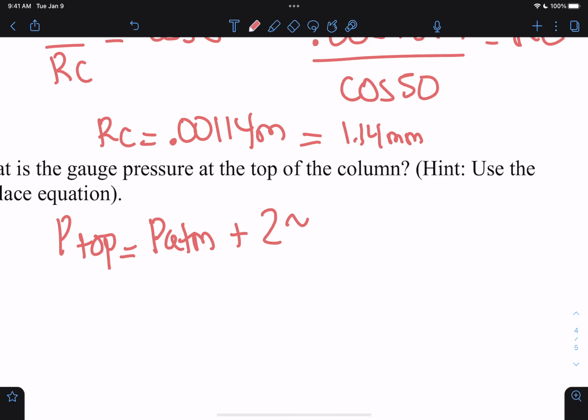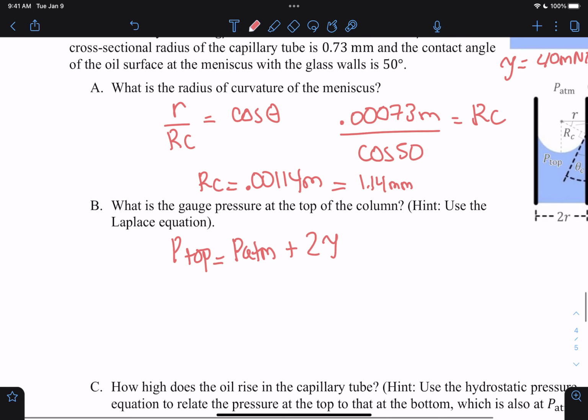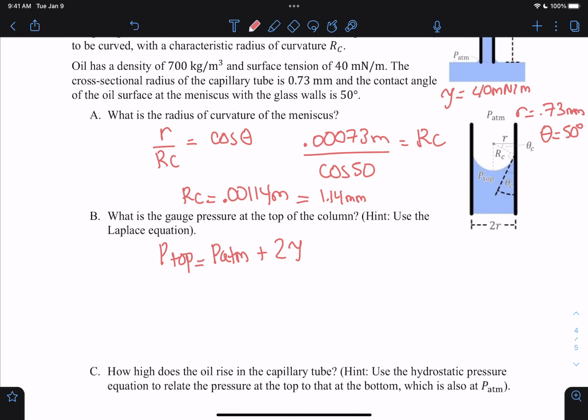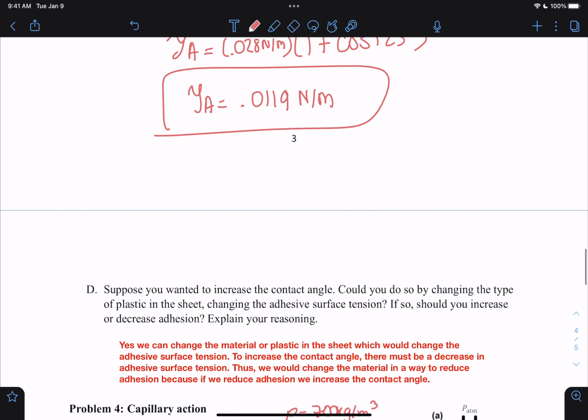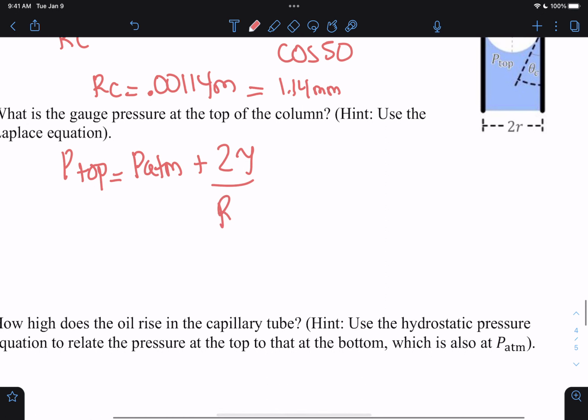Plus 2 times the surface tension, right? Divided by, I almost forgot what it was. R_C, that's what it was. For some reason I'm thinking length, but yeah, it's radius of curvature. See, sometimes I even forget the equations.